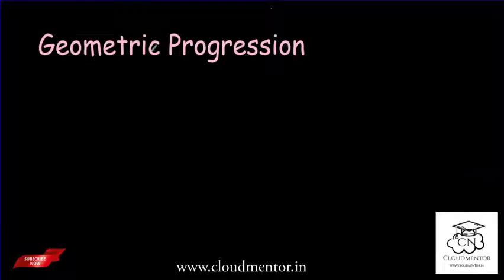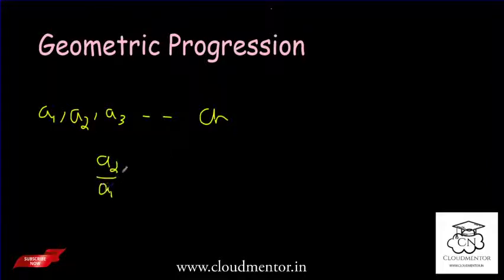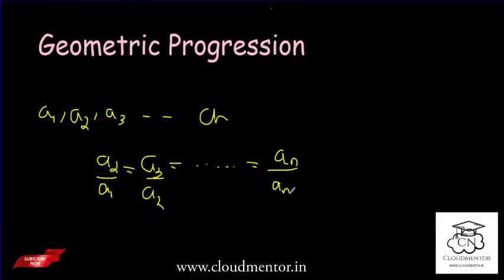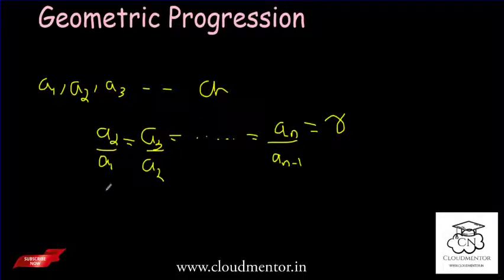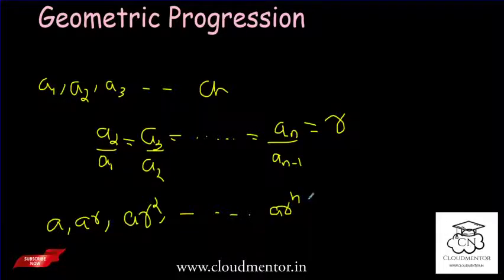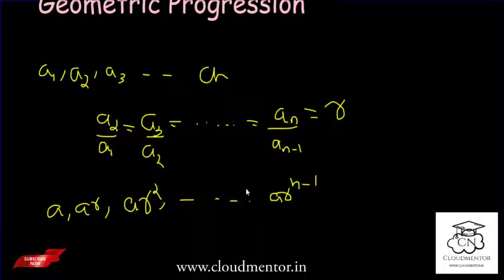ratio of the GP. In other words, we can write it as: if a1, a2, a3 and so on up to an are in GP, then a2 by a1 will be equal to a3 by a2, and it will follow like that. And generally we can write an by an minus 1 is equal to r. Okay, r is known as the common ratio of GP. If a is the first term and r is the common ratio, then GP can be written as a, ar, ar square, etc., up to the general term, that is ar raised to n minus 1, and a cannot be equal to 0.